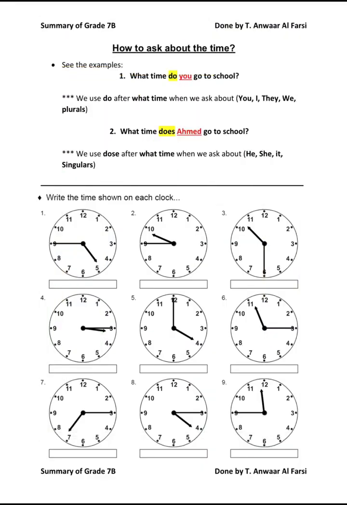Next is how to ask about the time. So we use do and does for asking about the time. For example, number 1, what time do you go to school? And number 2, what time does Ahmed go to school? The only difference is that do we use for plurals, which is you, I, they, and we. And does we use for he, she, or it for singulars.